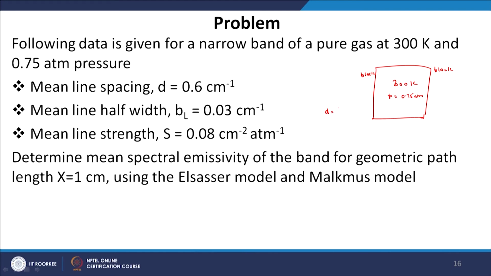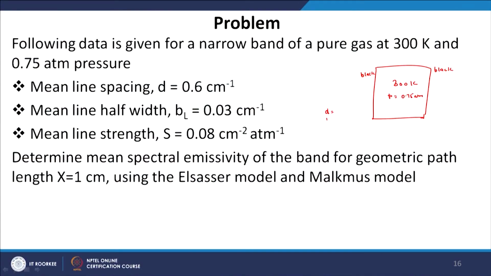D is given, the mean line spacing. You can relate this either with the Elsasser model or with the statistical model; both will have mean line spacing D as 0.6 centimeter inverse. We are working in units of wave number. We also have the mean line half width bL, which is used in the Lorentzian profile, and the mean line strength S or S bar as 0.08 centimeter minus 2 atmosphere inverse.